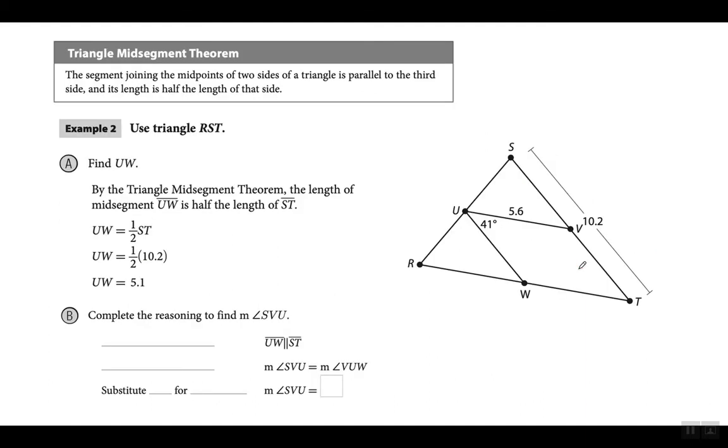All right, so now let's look at some actual problems. There is a very simple formula that you need to know. It's the triangle midsegment theorem. The triangle midsegment theorem states that the segment joining the midpoints of two sides of a triangle is parallel to the third side, and its length is half the length of that side. Let me draw an easy example here that'll make it super easy to understand. Here's my triangle. Here's my midsegment.